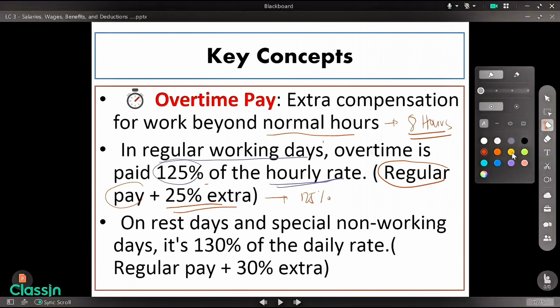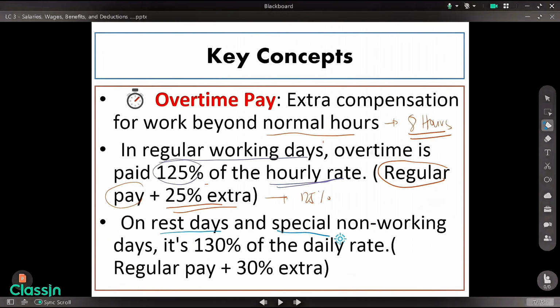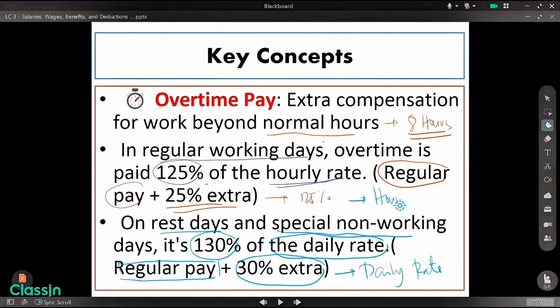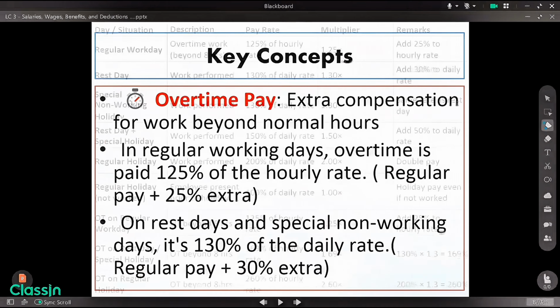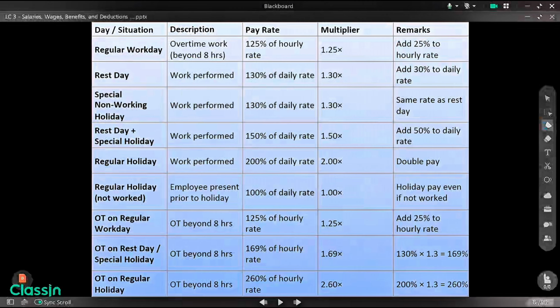That's why it is 125%. Now, what about for the rest days and special non-working days? It will be 130% of the daily rate. It means that your regular pay plus 30% extra. Again, this is for the daily rate, and the other is for the hourly rate. It depends if your overtime was done on working days or on rest days and special non-working days. So this table is the summary of all the rates that we apply here in the Philippines.